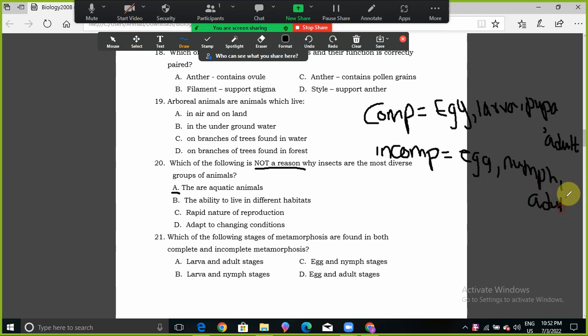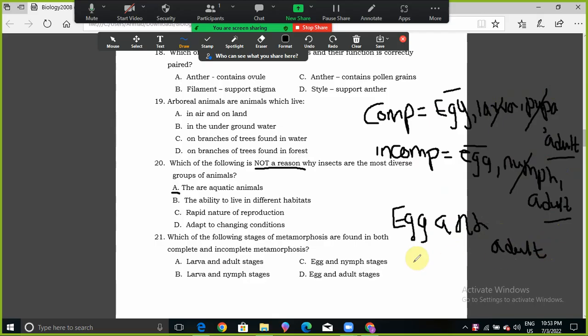Now, which stages are in both complete and incomplete metamorphosis? First of all, we have egg here and egg here. Yes, so egg. Larva and nymph, no, they are not. Pupa is not in incomplete metamorphosis, but we have adult and adult. So egg and adult stages. So the correct answer for question number 21 is D.